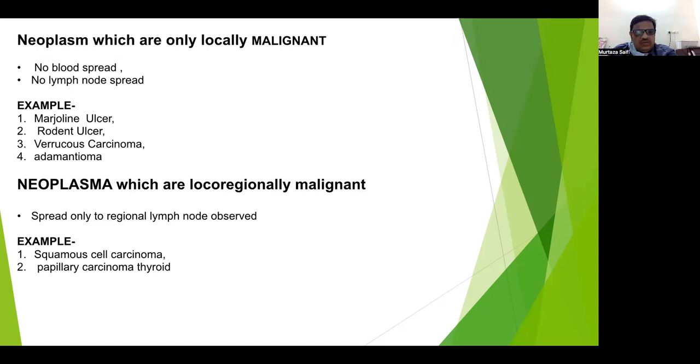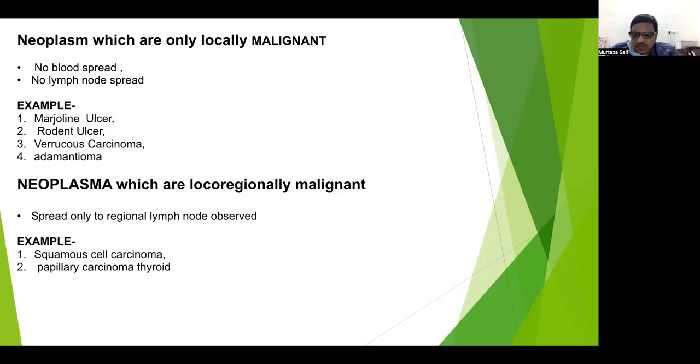Neoplasms which are locoregional: locoregional means they spread locally as well as with the lymphatics, so spread only to regional lymph nodes. Examples are squamous cell carcinoma and papillary carcinoma of the thyroid. You know, this is a very important topic. Like papillary carcinoma occurs in 20% of patients. It is locoregionally malignant. It spreads to the lymph node, so it can be curable.